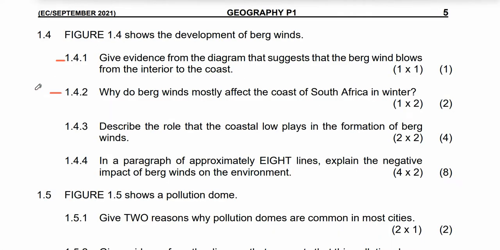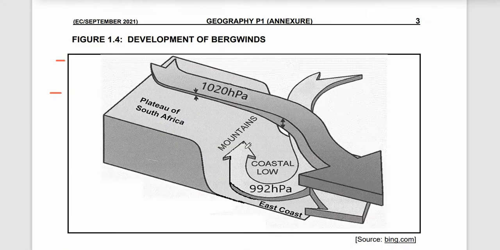1.4.2. Why do berg winds mostly affect the coast of South Africa in winter? It's because in winter the Kalahari High is dominant in the interior of South Africa. Simple. And that's it. So let's move to the next question.